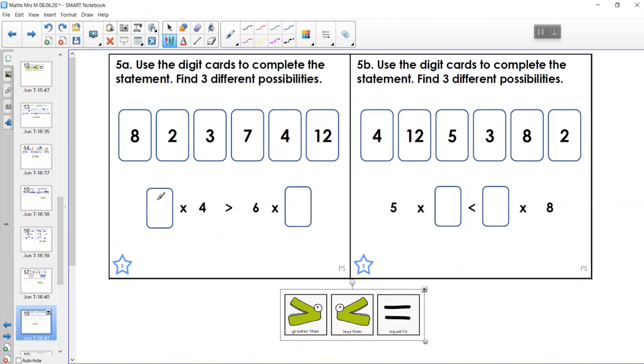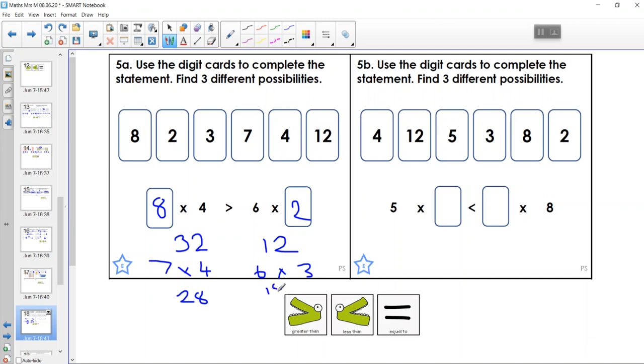So if, for example, I put an 8 in there, 8 times 4 is 32. So I could put a 2 in here and that would give me 12. So that's correct. Let's try another one. What if I put a 7 in there? So 7 times 4 is 28. And if I did 6 times 3, it would only give me 18. So that works.